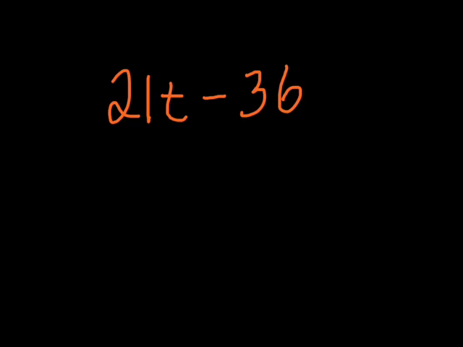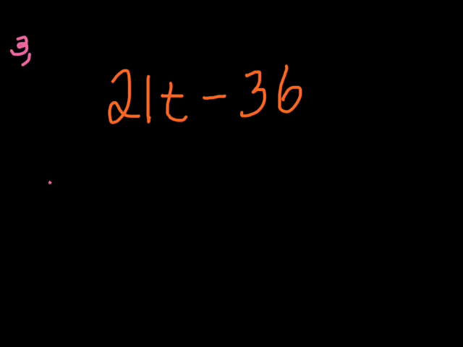Okay, so 21t and 36, well, they have no variables in common, but I know 21 and 36 are both divisible by 3. I think it's just 3. Okay, so I think they're both just divisible by 3 is the only one I'm coming up with right now.